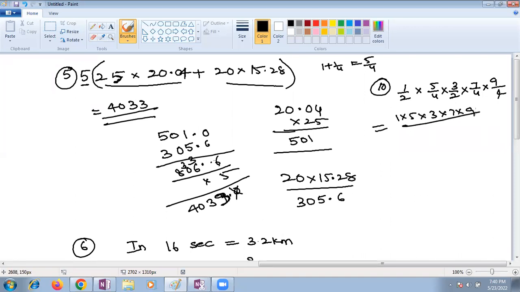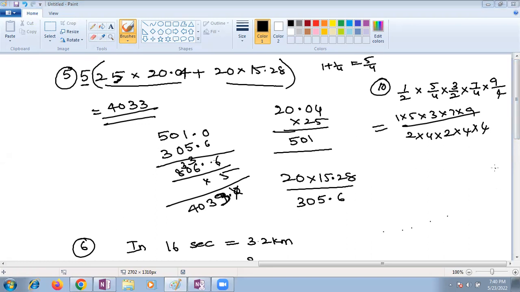Then go with the denominator. 2 multiplied with 4 multiplied with 2. You can give the answer, Nana. Please give your answer. Ma'am, it is 1890. 5 into 3 is 15 and 15 into 7 will be, ma'am, it's 91 and 91 into... No. Ma'am, it's 5. 5 into 3.